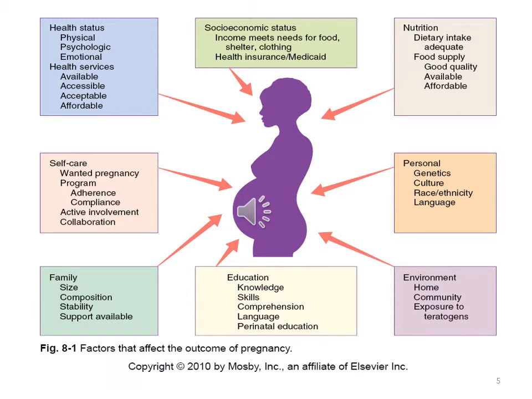I think this slide does a great job showing us some of the things that need to be considered in the effects for our patient who's pregnant, as well as the outcome of her pregnancy. Keeping in mind what her general health status is, physically as well as physiologically and emotionally. With healthcare services, is it available to her? For example, is she in a rural area? Is it accessible? Is it affordable for her or acceptable? With a patient who finds out that she's pregnant, is it a pregnancy that she was planning, or was it an unplanned pregnancy?